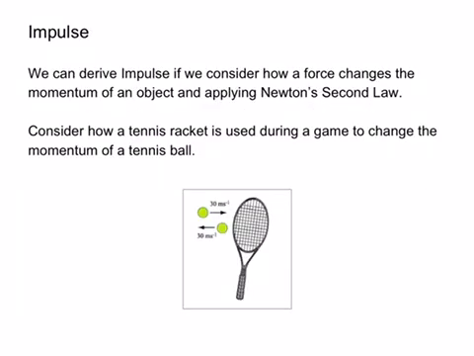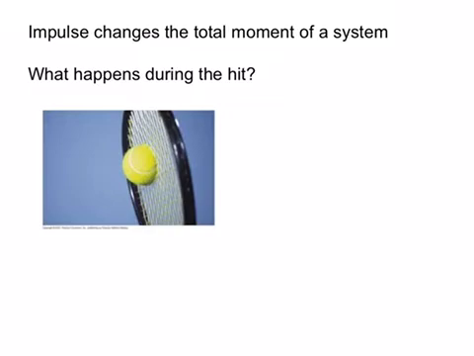We can derive impulse if we consider how a force changes the momentum of an object by applying Newton's second law. So in order to get a better understanding of impulse, let's think of the scenario of how a tennis racket is used during a game to change the momentum of a tennis ball. Here we have a tennis ball moving to the right at 30 meters per second. It gets hit by the racket and moves left at 30 meters per second. In order for this to happen, the tennis racket must have applied an impulse to the tennis ball. So let's take a look at what happens during the hit.